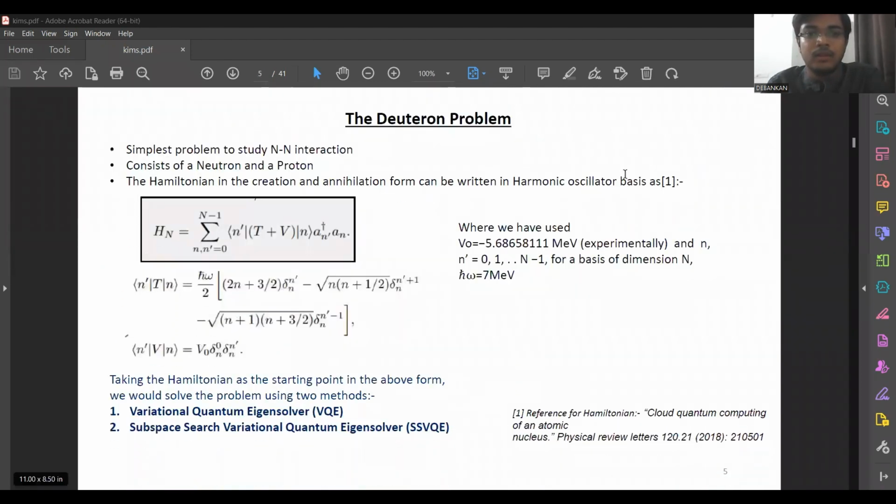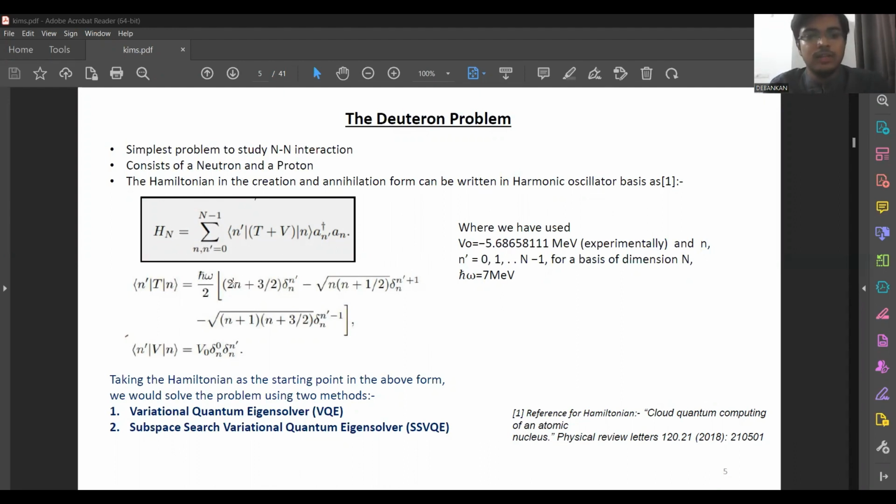Okay. So now comes the main part of my problem. I've chosen this deuteron problem because this was the simplest problem to study the nuclear-nuclear interaction. And this Hamiltonian I have taken from this reference paper, and you can see that this Hamiltonian is in second quantized form, where n is the harmonic oscillator basis.